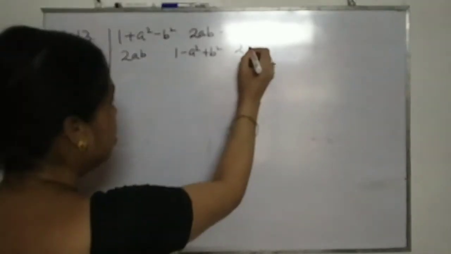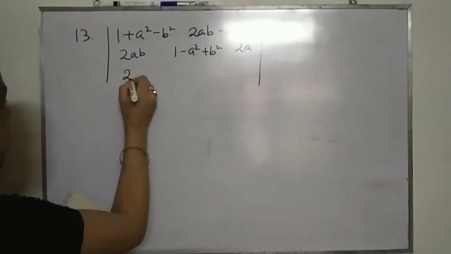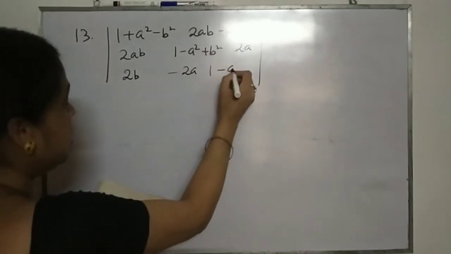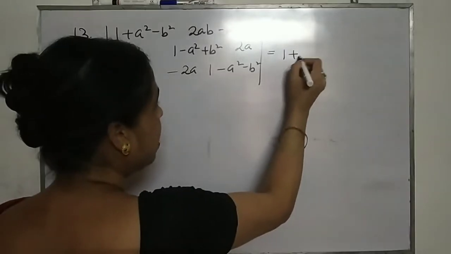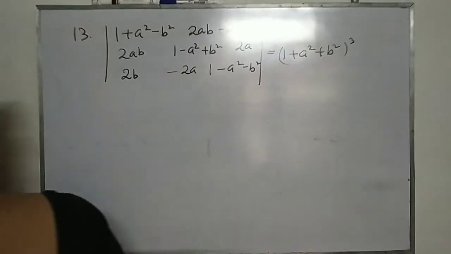In my board, actually, space is a little bit less. That's why I'm writing like this. So it is twice b. It is minus twice a. And it is 1 minus a square minus b square. You have to show that this is equal to 1 plus a square plus b square whole cube.